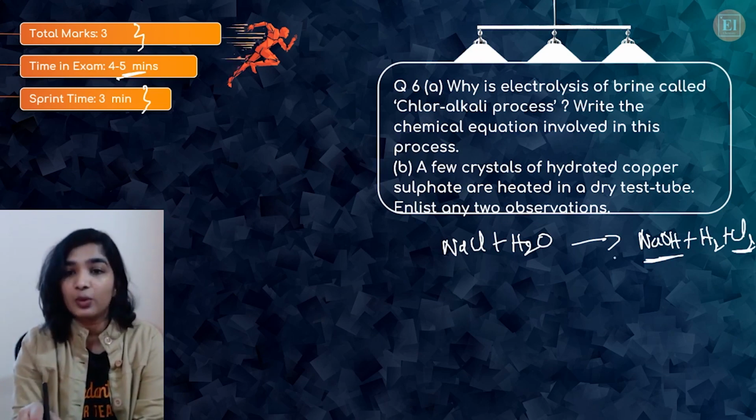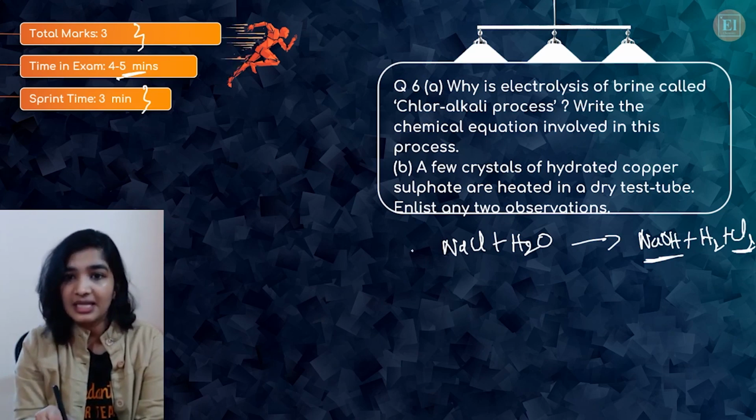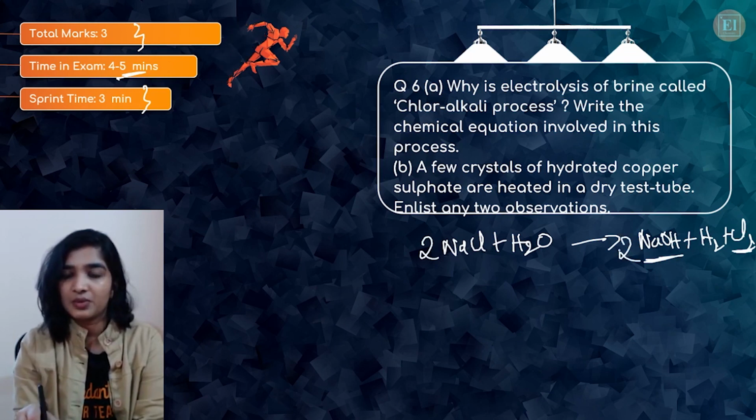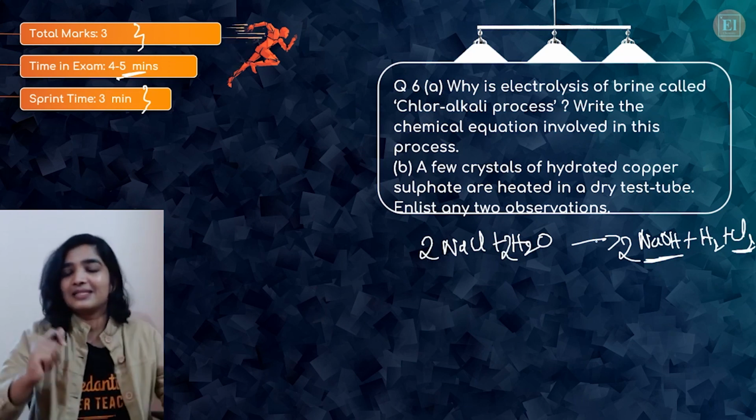We have written the equation as well, but is it balanced? I don't think so. 2 Cl2, okay, 2 Na done. Hydrogen is 2 here, I guess. 4, oxygen will be 2. Yeah, it is balanced.